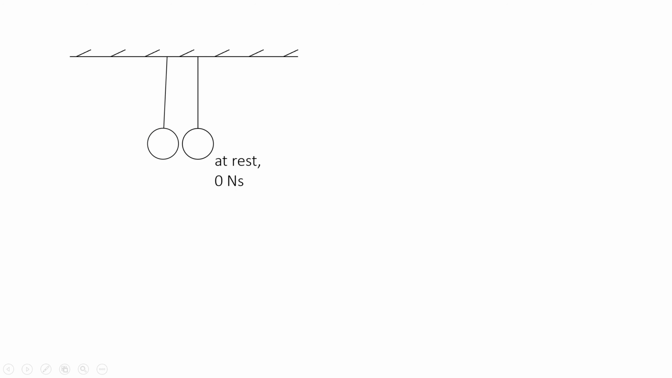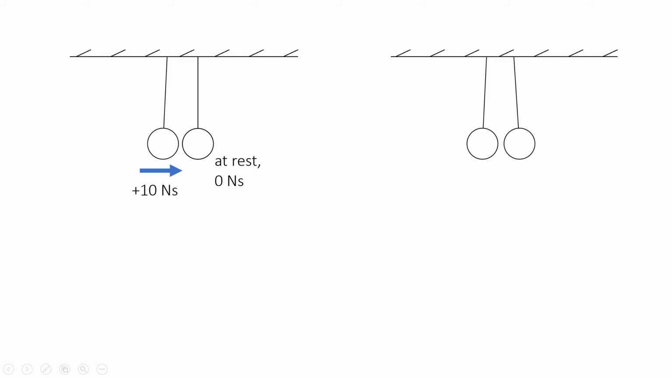Now, we started out right before the collision with this pendulum moving and the other at rest. Because this one is at rest, it has no momentum at the beginning, but the other does have momentum, which we'll make positive because it's heading to the right. What's the total value? 10 Newton seconds, because 10 plus 0 gives 10.